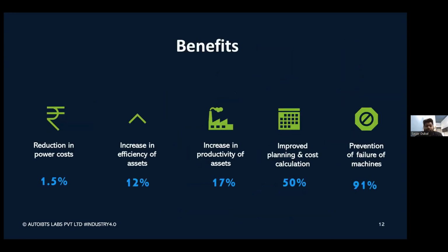So I'll come to the benefits that we've delivered. I think everyone was pretty excited about the benefits that you can get. There is a wide range of benefits, but I have chosen to speak of only these five. So you can reduce your power cost by 1.5%. And this is a real figure. We've helped companies save more than that also. But this is one of the most minimal savings that you can get just by tweaking a few things.